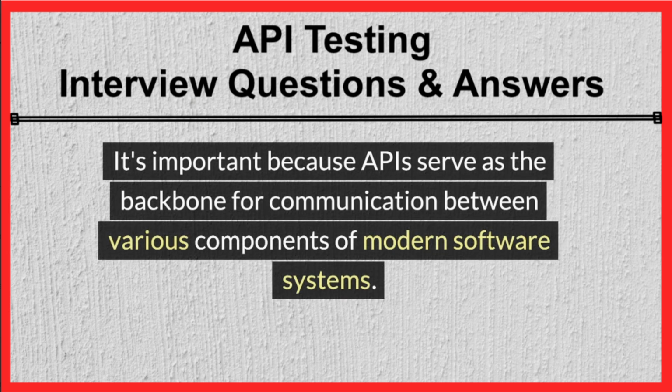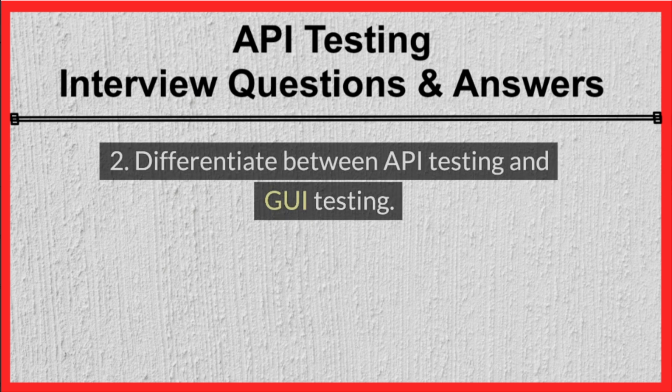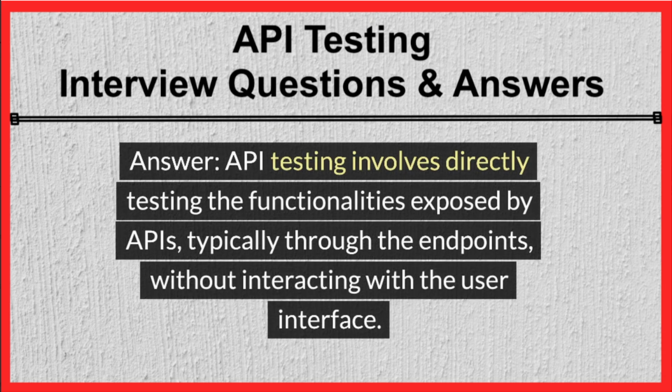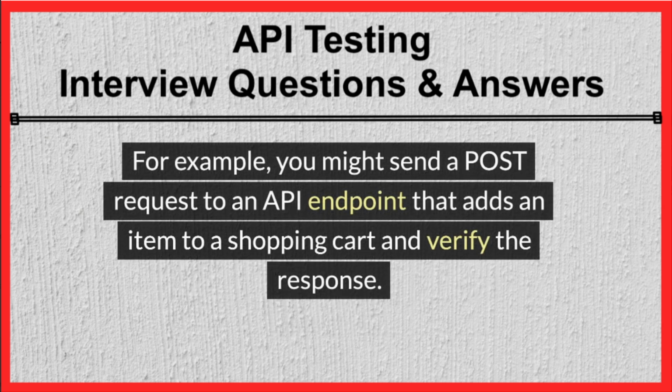It's important because APIs serve as the backbone for communication between various components of modern software systems. 2. Differentiate between API testing and GUI testing. Answer. API testing involves directly testing the functionalities exposed by APIs, typically through the endpoints, without interacting with the user interface. For example, you might send a POST request to an API endpoint that adds an item to a shopping cart and verify the response.